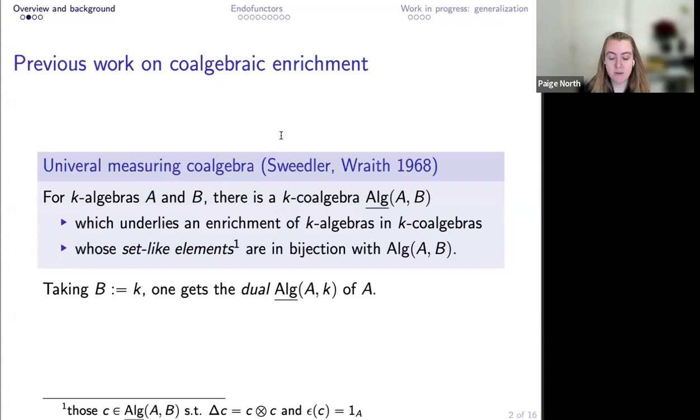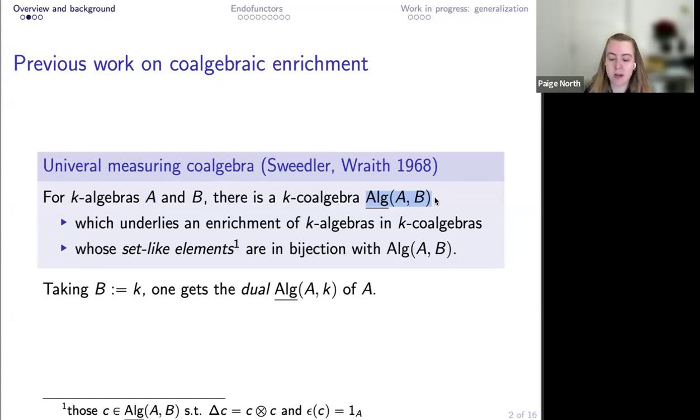He defined what he called a universal measuring coalgebra. So he was considering algebra in the classical sense. For K a field, everything about algebra is over the field, A and B. He defined a K-coalgebra that I don't think he noted like this, but I'm going to note it like this in the rest of the talk, so we'll keep the notation consistent, that he called the universal measuring coalgebra.